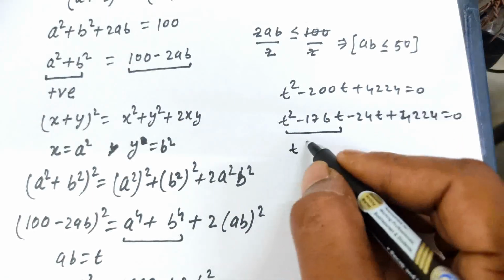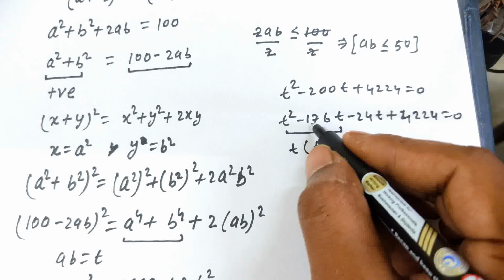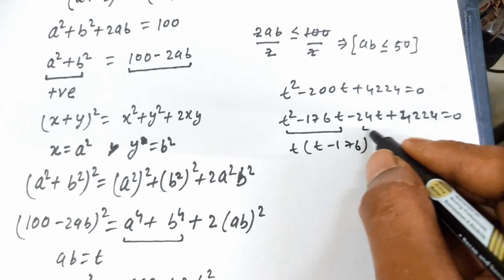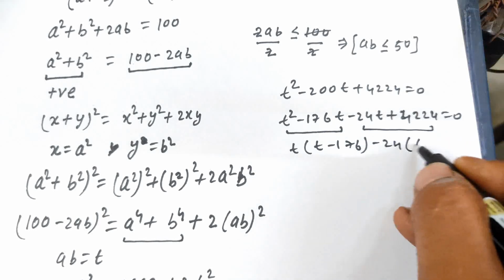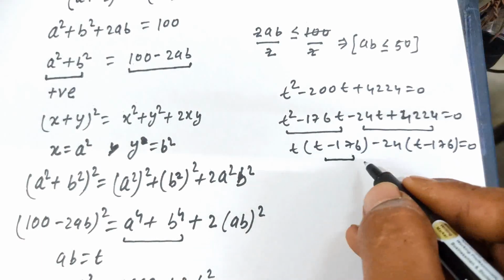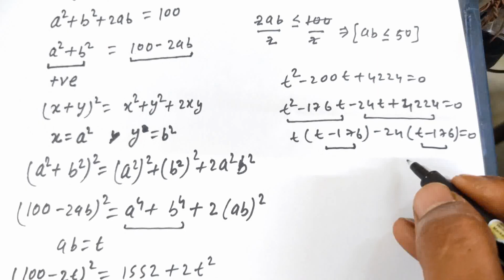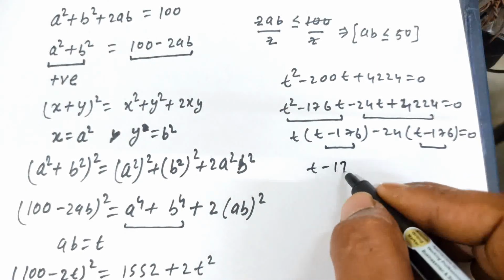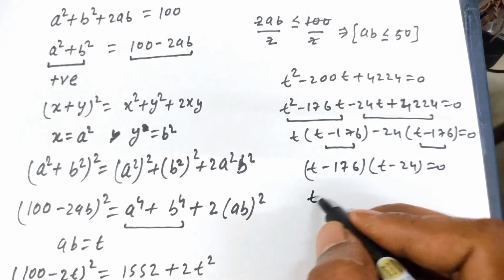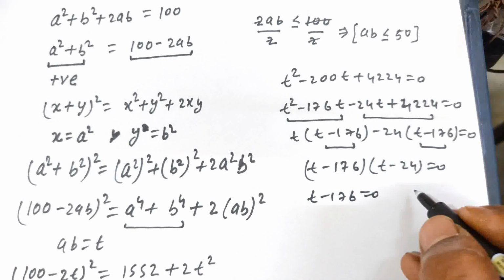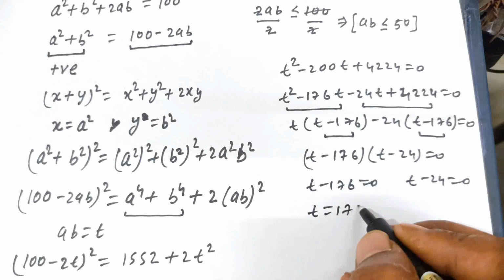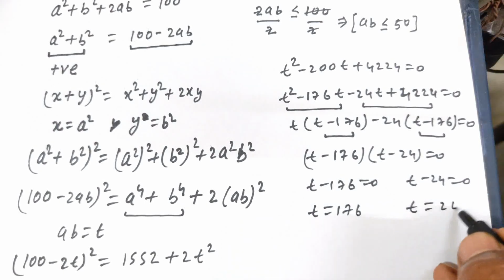Here if we take t common, then t²/t gives t, and minus 176t/t gives minus 176. And here if we take minus 24 common, then t minus 176, and this is equal to 0. Here t minus 176 is common. So if we take t minus 176 common, then here t minus 24, and this is equal to 0. Either t minus 176 equals 0, or t minus 24 equals 0. So the value of t is 176, and the other value of t is 24.